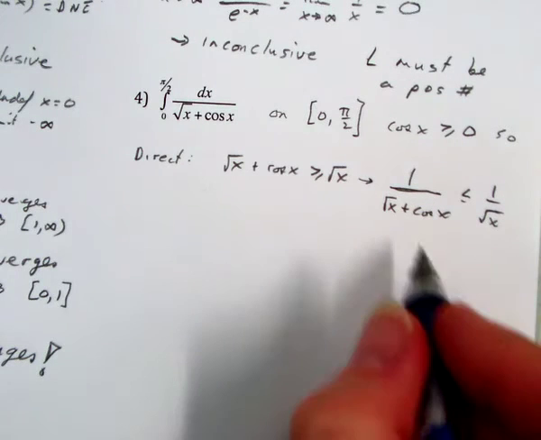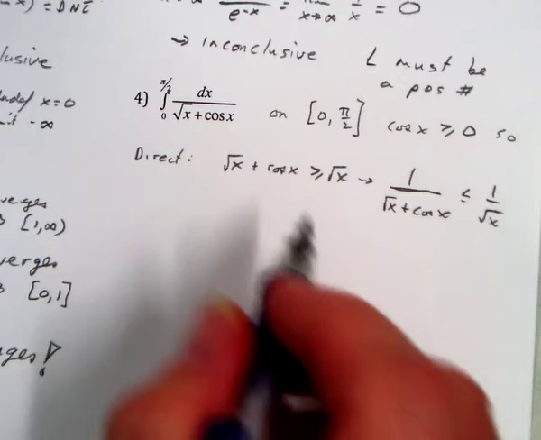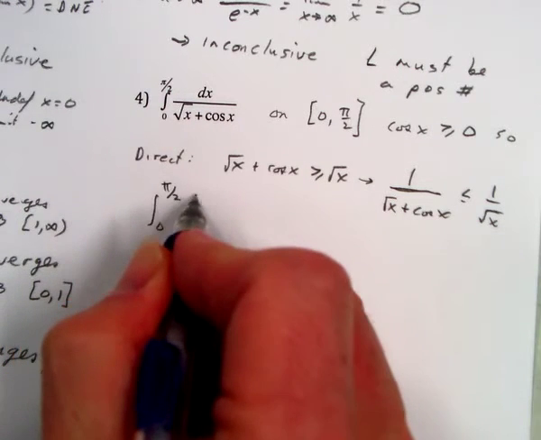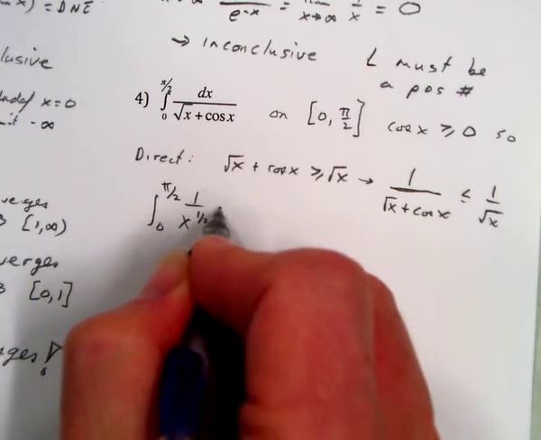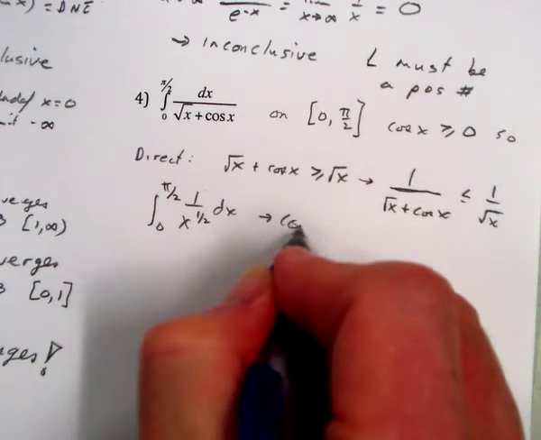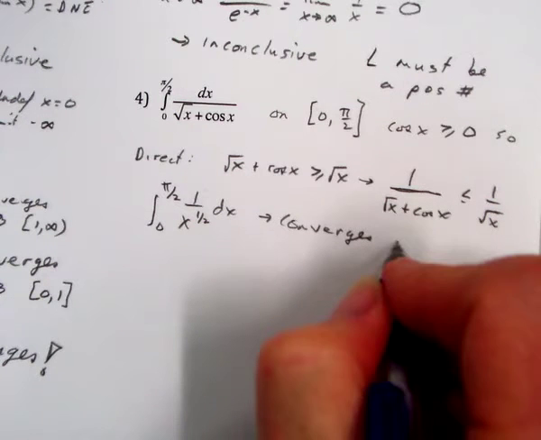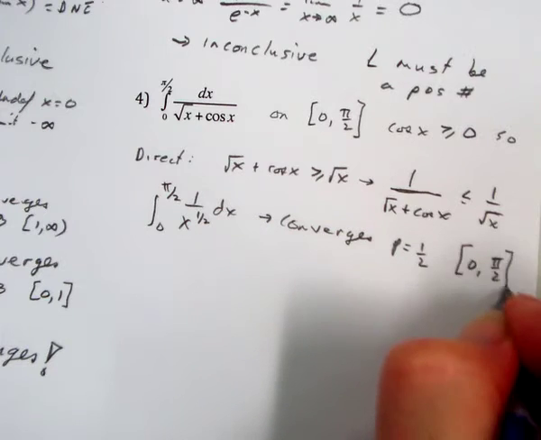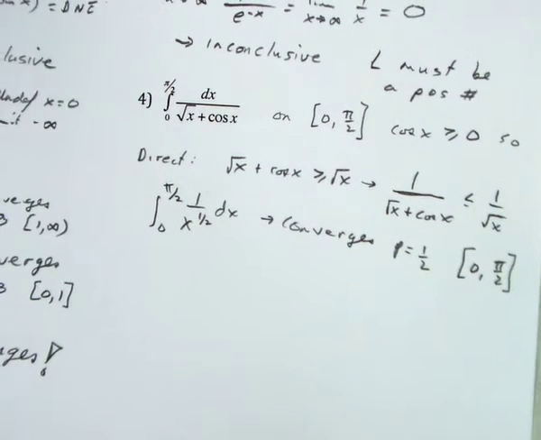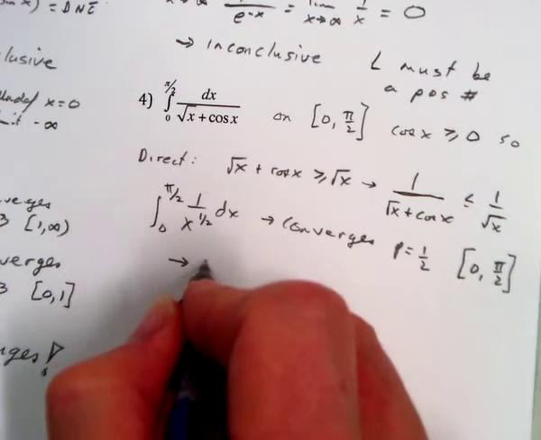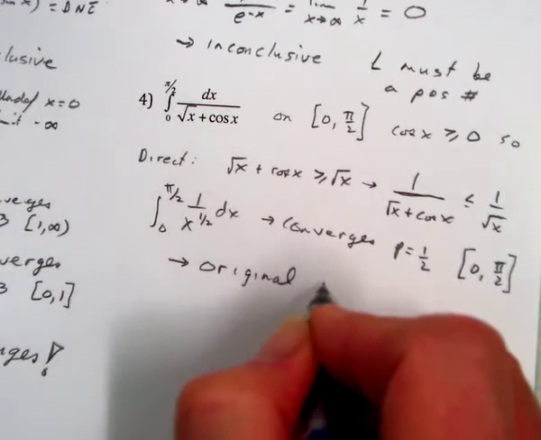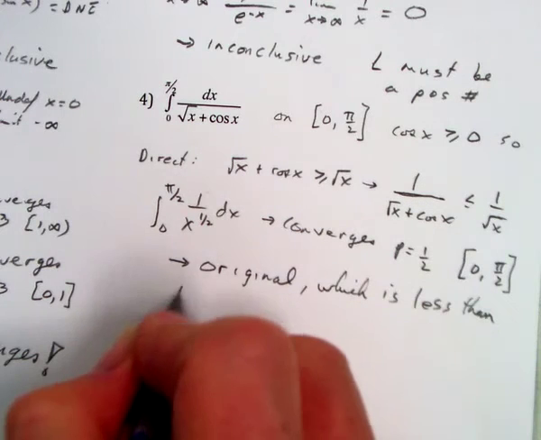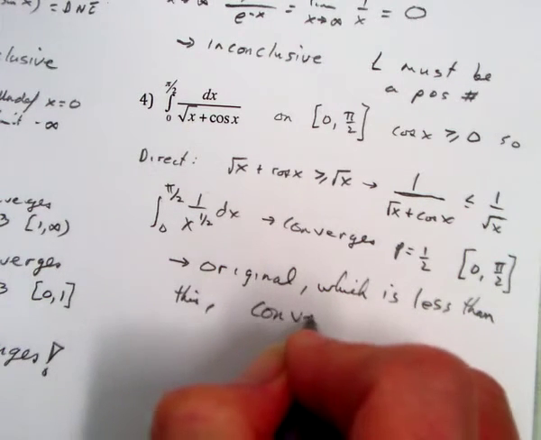So what happens when you find the reciprocal is you flip the direction of your inequality. So we have 1 over root x plus cosine is less than or equal to 1 over root x. Now let's look at that one just like we did before. The integral from 0 to pi over 2 of 1 over square root of x, or x to the 1/2 dx, converges because p equals 1/2 on the interval from 0 to pi over 2. So we're looking at 0 to some constant there. So if that one converges, this says the original, which is less than this, converges.